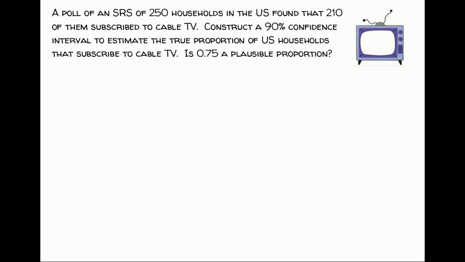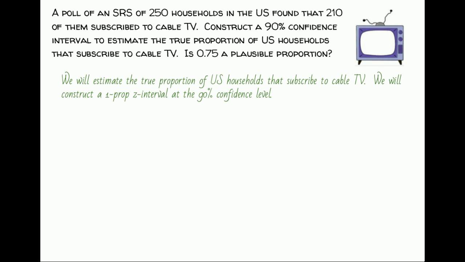So in step 1, we need to explain what it is that we're setting out to do. We will estimate the true proportion of US households that subscribe to cable TV. We will construct a 1 prop z interval at the 90% confidence level.